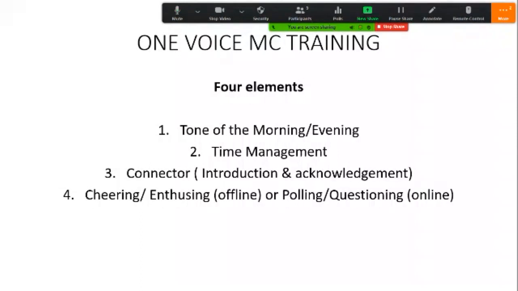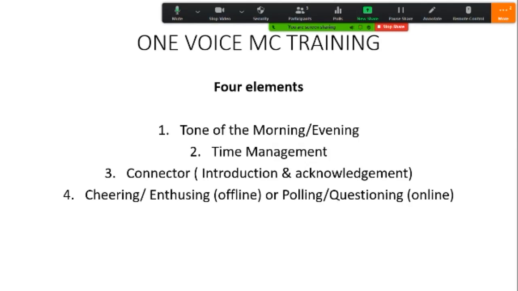Four primary roles. One, tone of the morning and evening. If the program is in the morning, we call it tone of the morning. If the program is in the evening, we call it tone of the evening. This is a very important element. I say this is 40% of this whole Master of Ceremony game. So if your tone is very good, then the whole forum goes on very well.